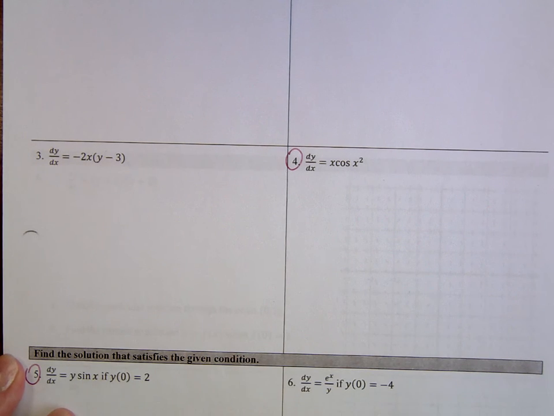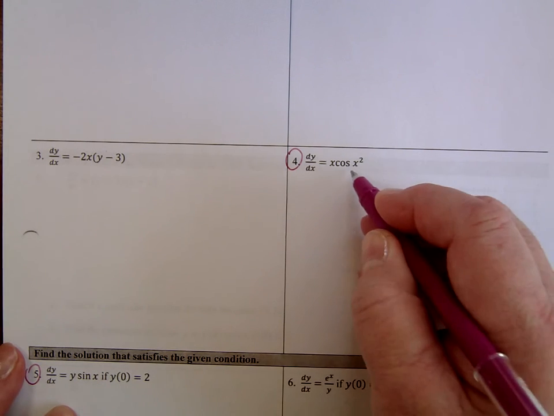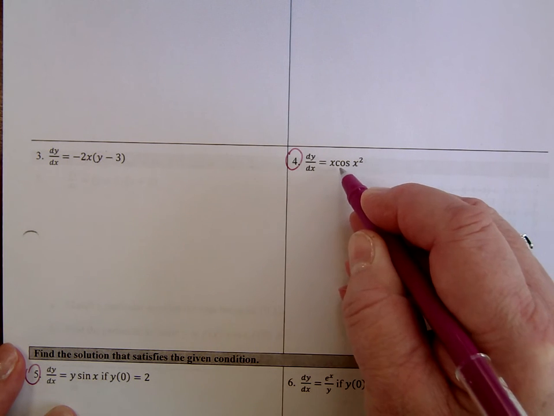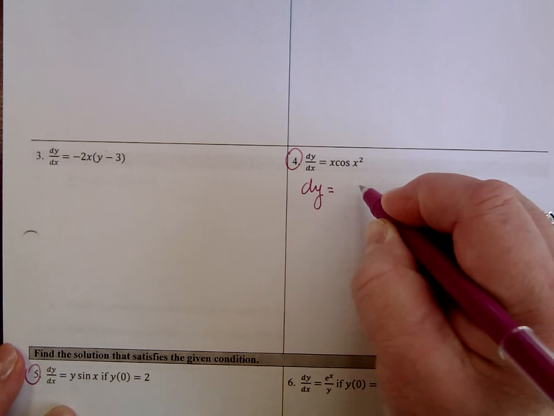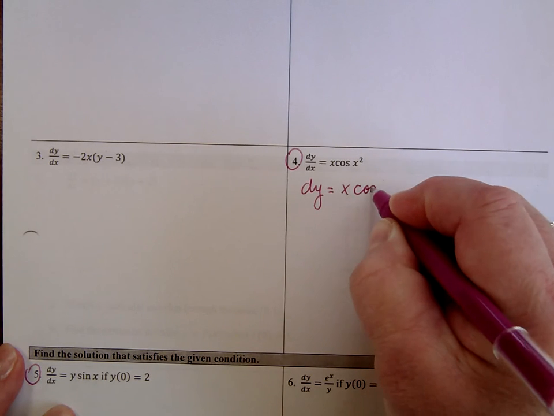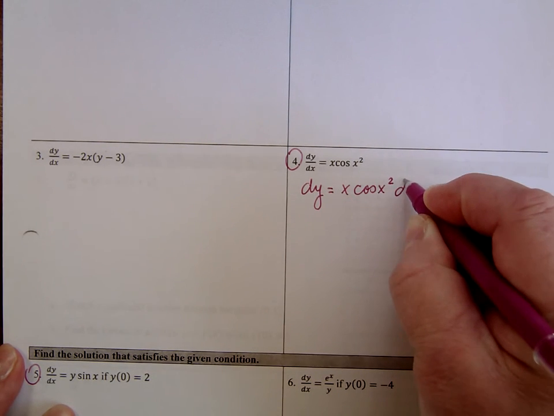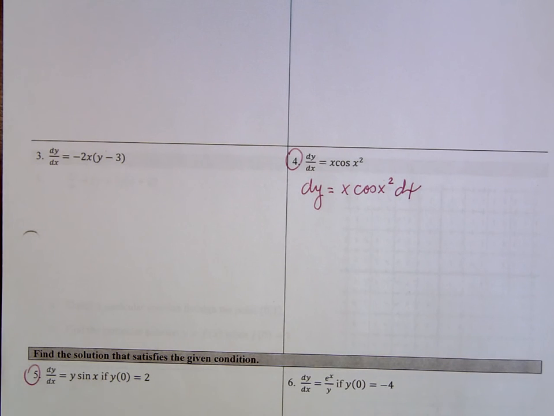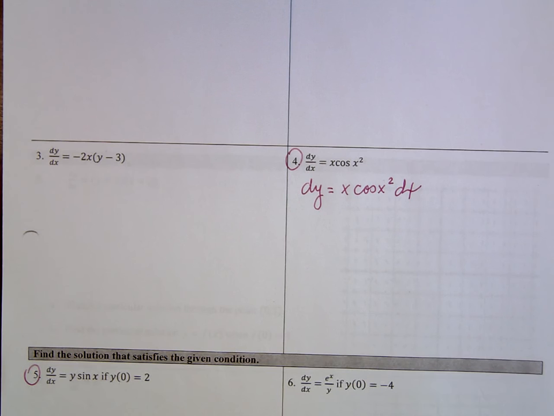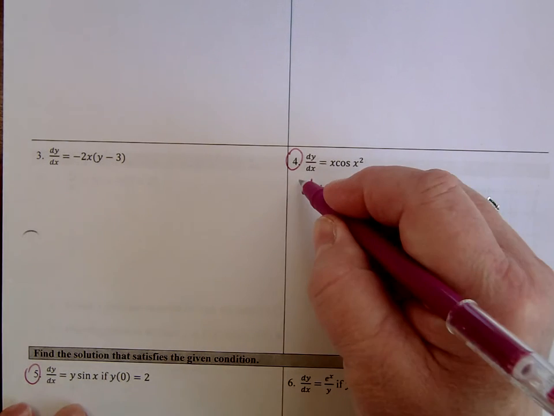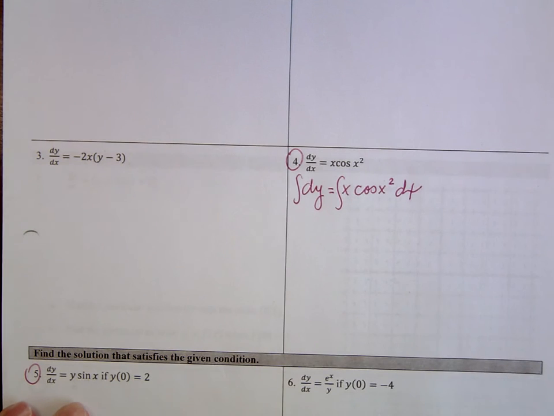As I looked at this one, it didn't look too bad because see how all the x's are over here? I'm going to move Mr. X over there, the dx, by multiplying. That gives me this, dy equals x cosine of x squared dx. And so the setup for separation of variables doesn't look so bad. So let me now integrate, or think about integrating. And here's what I've got.